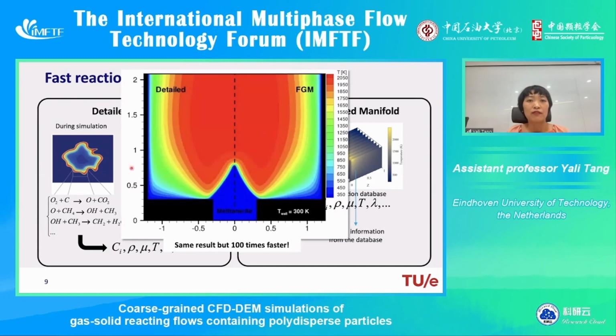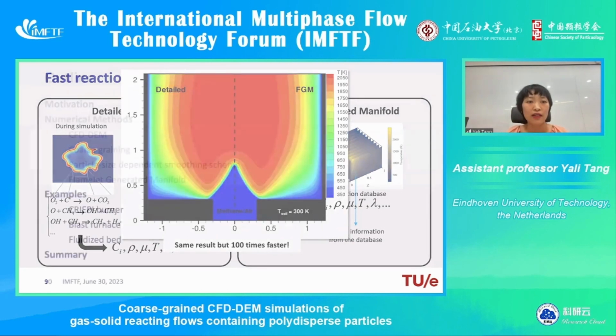We have done a test for a very simple methane flame. The left side is the temperature profile resulting from the detailed chemistry simulation. The right side is from the FGM simulation result. And you can barely see any difference. So basically the results are identical. However, the simulation with FGM is 100 times faster. So this really saves a lot of computational power.